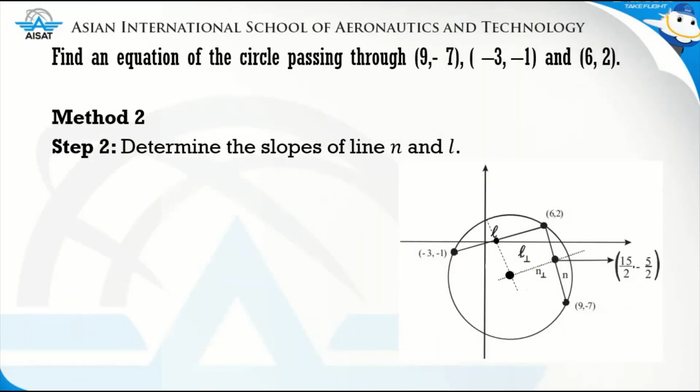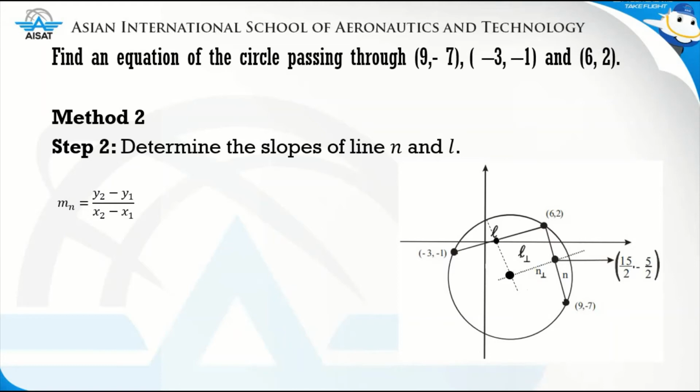Next step is we are going to determine the slope of the line N and line L. Okay? So we are going to determine the slope of our chords. So first is we are going to focus on these lines. To get the slope, we know that the formula of the slope is y sub 2 minus y sub 1 over x sub 2 minus x sub 1.